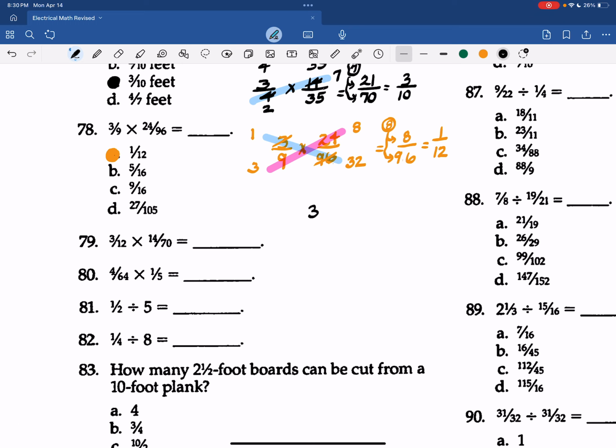3/12 times 14/70ths. I'm going to show you another way to do this one. You can do it the way we've been doing it. This reduces to 1/4, and this reduces to 2/10. And 2 into 2 is 1. 2 into 4 is 2. You're left with 1/20.